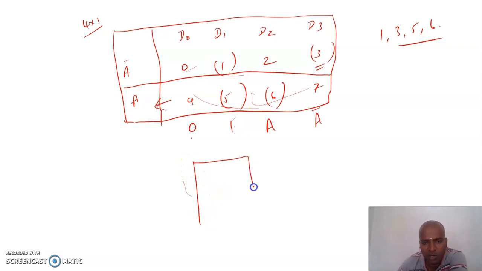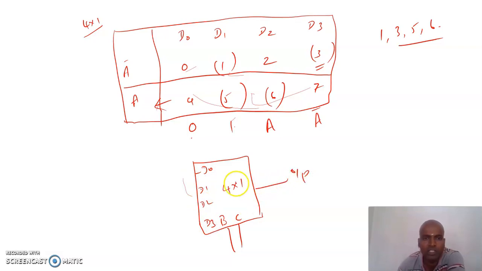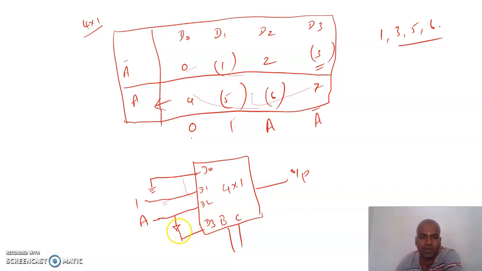So let's draw the block of the 4x1 mux with 2 selection lines. This is the 4x1 mux, so D0, D1, D2 and D3 and 1 output. D0 is 0, so let's draw a ground symbol, and D1 is 1, so here the value is 1. D2 is A, so here I am going to take A as an input, and D3 is A bar, so connect one inverter. Hence the 4x1 mux design is over for the given Boolean expression.